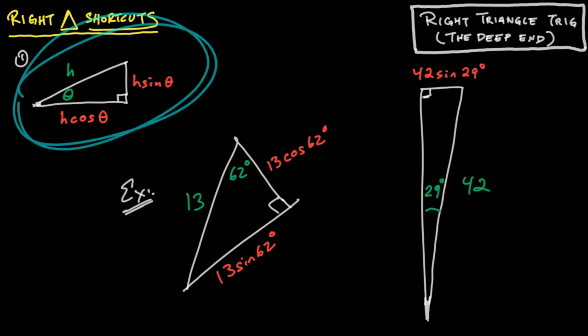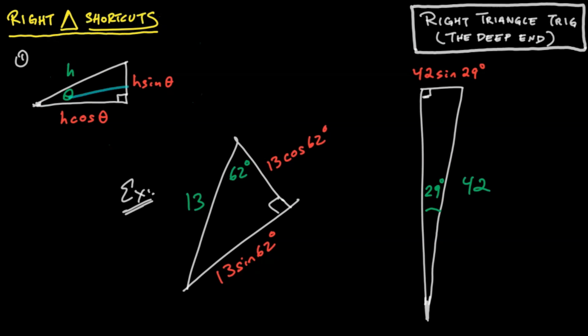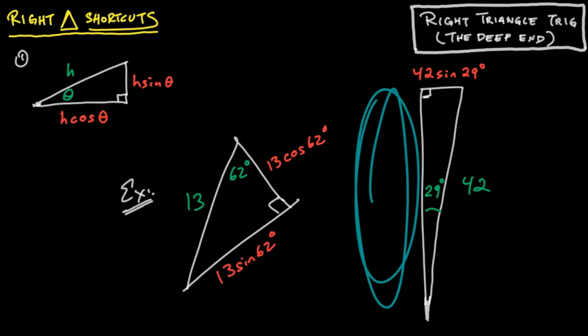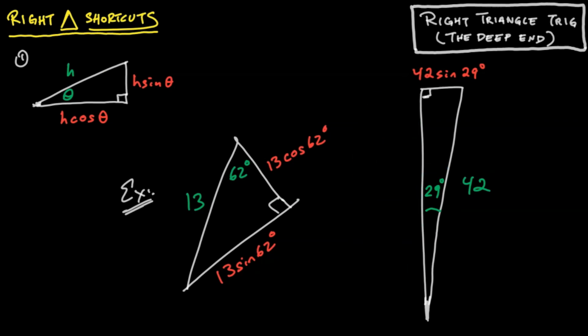This is very easy to remember because we naturally think of opposite as being related to sine, because sine is opposite over hypotenuse. And then the leg adjacent to the angle, well, we naturally think of adjacent as having to do with cosine, because cosine is adjacent over hypotenuse. Anyway, coming back to this one, this is the leg adjacent to the 29 degree angle. So that leg will be 42 times the cosine of 29 degrees.